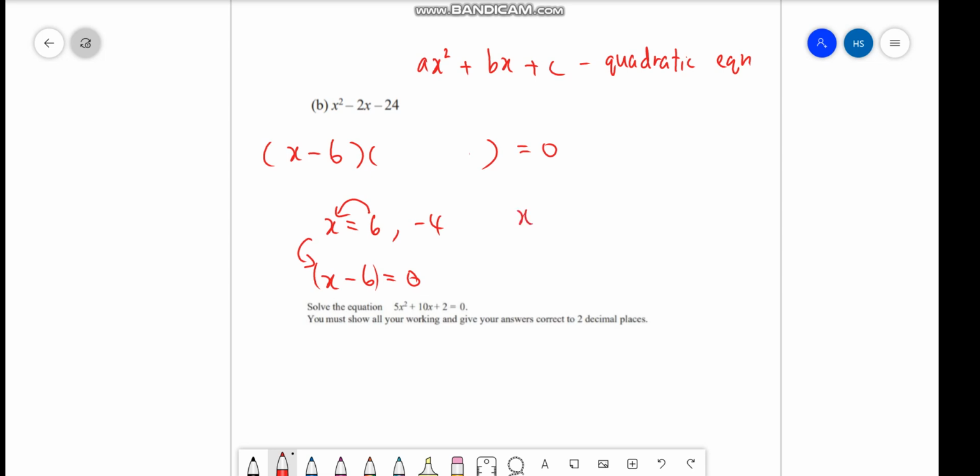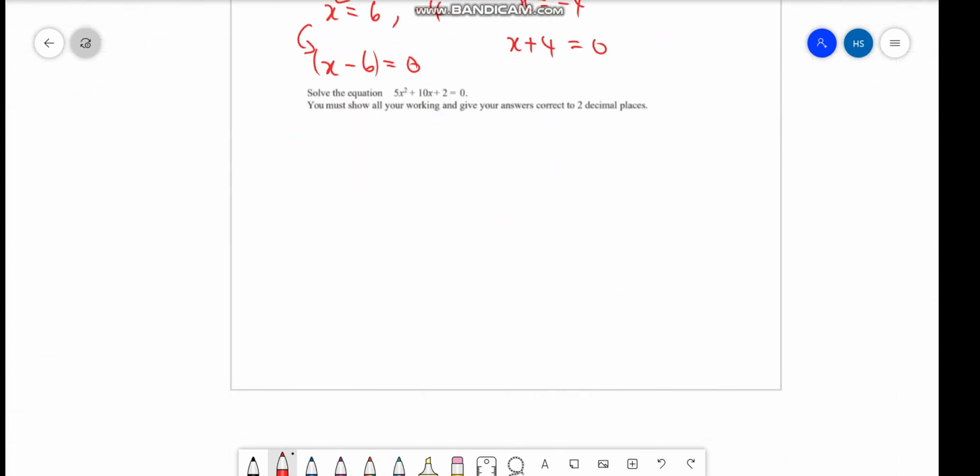And then x equals to -4. Same thing, the 4 moves to the x side, I get x plus 4 equals 0. So the x plus 4 is the other thing I want to fill in the bracket. Okay, simple.